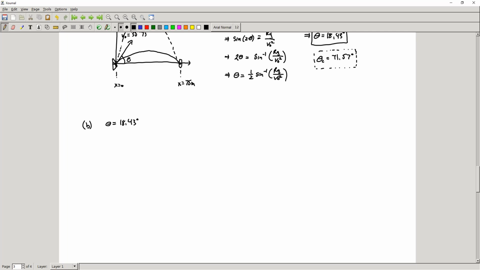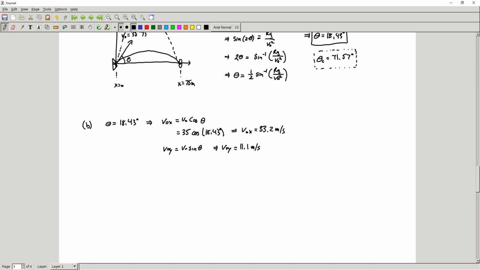We can now, from our breaking up of the initial velocity, find the initial velocity in the x direction. So we know that v0x equals v0 cos theta, which is just equal to 35 cos 18.43 degrees. And if we do the calculation, we're going to find that v0x is equal to 33.2 meters per second, right? And we can do the same thing for v0y, right? v0y equals v0 sine theta. And if we do the same substitution, we're going to find that v0y is equal to 11.1 meters per second. Okay.